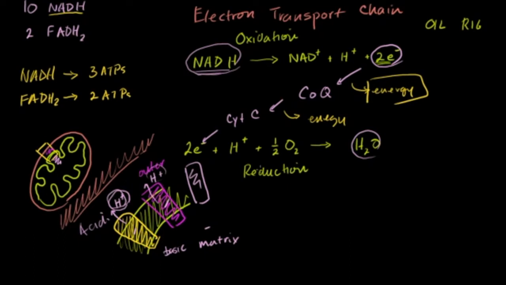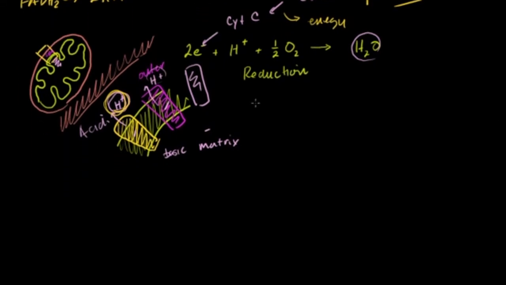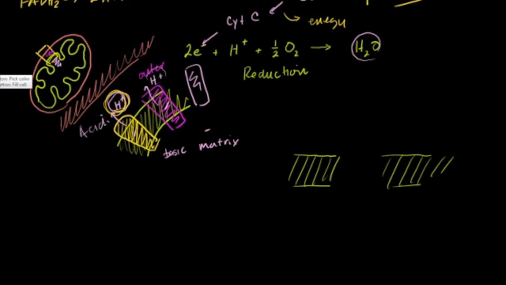Now, once that gradient forms, these guys want to get back in to the matrix. And that is where the ATPs are formed. So there's a protein that also spans this. Let me draw. So remember, this is all this inner membrane right here. Let me just draw it a little bit bigger right here. So that's our inner membrane, our cristae right there. There's a special protein called, and I'll show you a better diagram of what it looks like in a second, called ATP synthase.